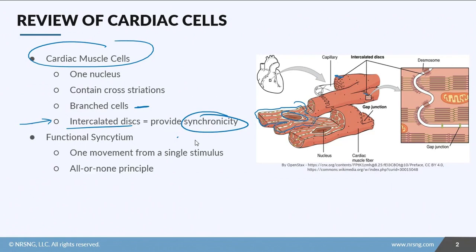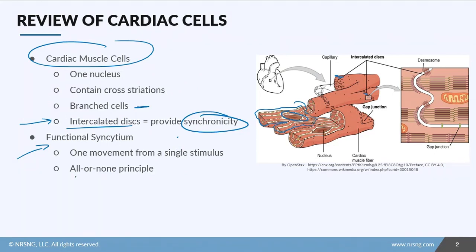So that means that every time an action potential is delivered into the electrical conduction system of the heart, all of the heart cells are going to be together, which leads me to my next point, this concept called functional syncytium. That means that there's going to be one movement from a single stimulus. So you get one action potential and all of them work together.